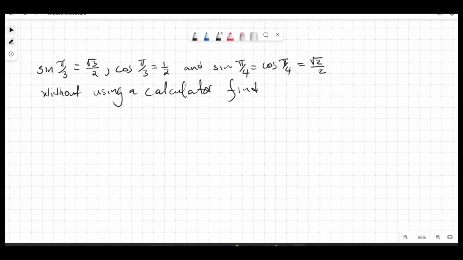find the exact value of cos 7 pi over 12. So it's up to you.